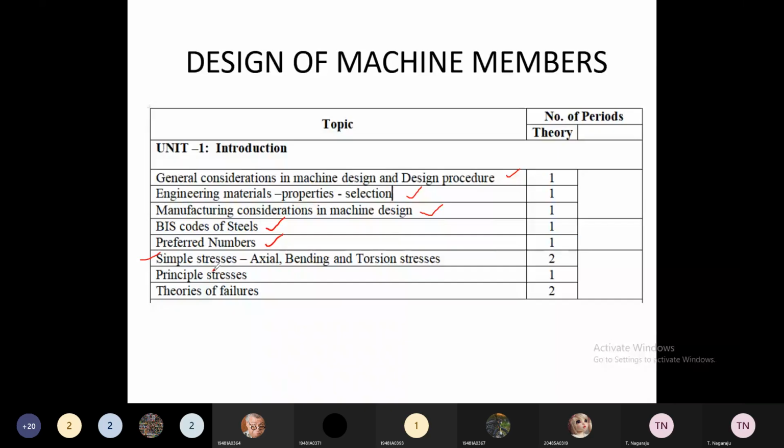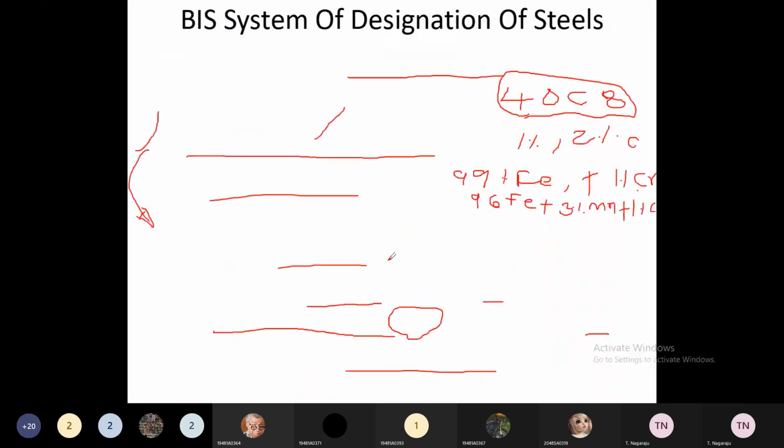Today we'll take up simple stress. These topics were already covered in previous classes, but let me recollect them once again because many of the students attended the PPT classes at that time. This is one of the important topics required to design something. In simple stresses, we discuss axial stresses, bending stresses, and torsional stresses. Let's move to the stresses.